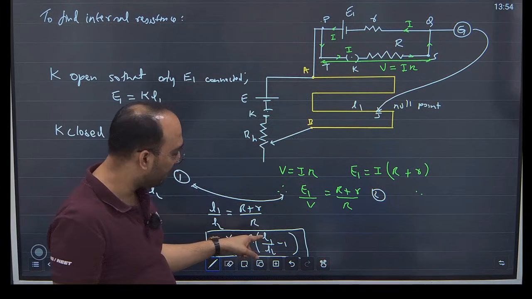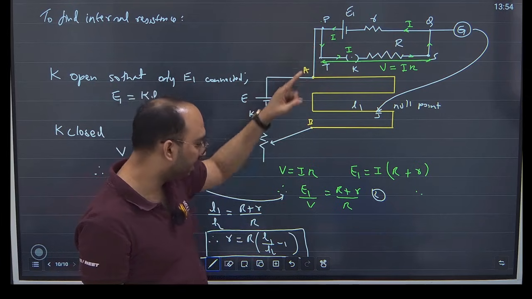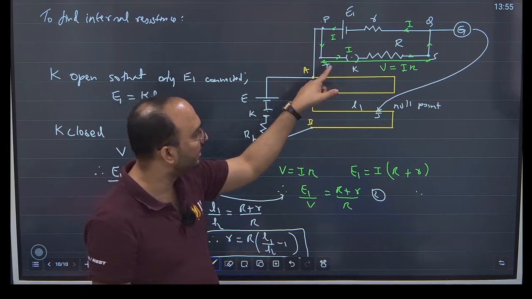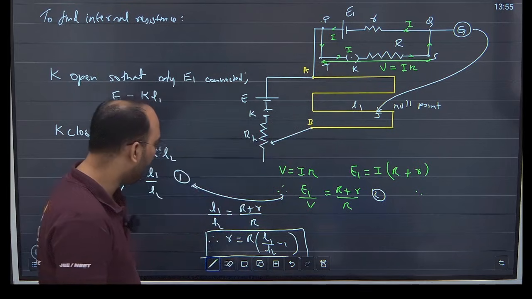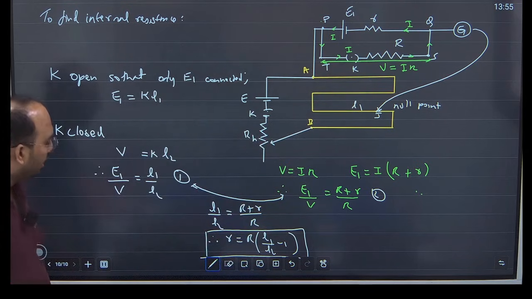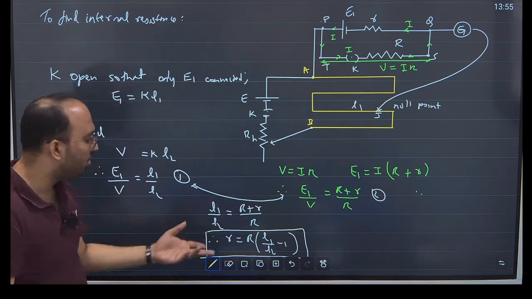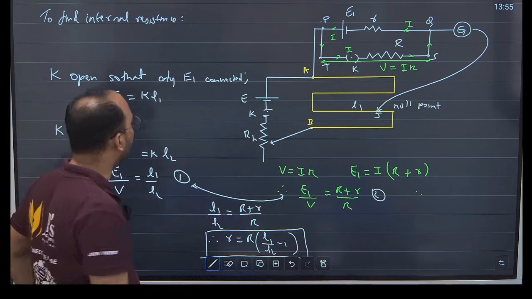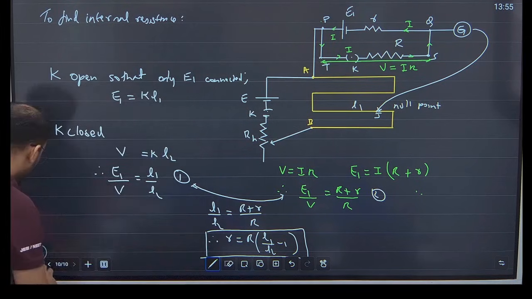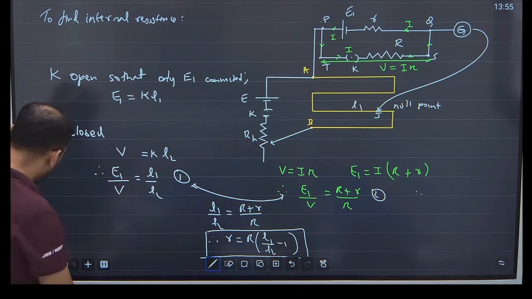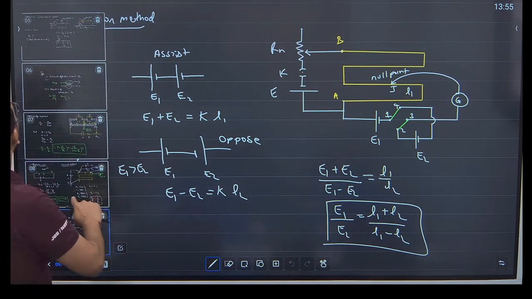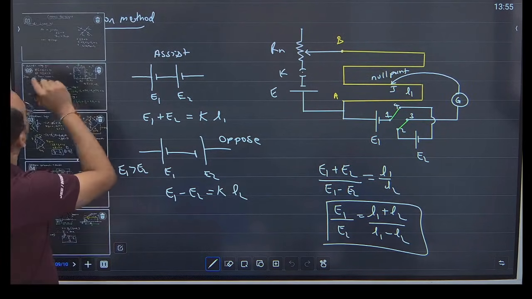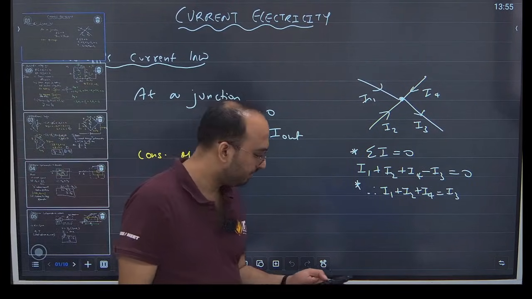So balancing length L1 is when only the battery is connected. L2 is the balancing length when we closed the key K and connected the resistor as well. Once you know L1, L2 and R, obviously you can find your internal resistance. It's a very simple funda. So we have covered all the experiments as well. If you know all of these experiments and these 3 derivations, I think it's more than enough. We are done with current electricity. Thank you guys.